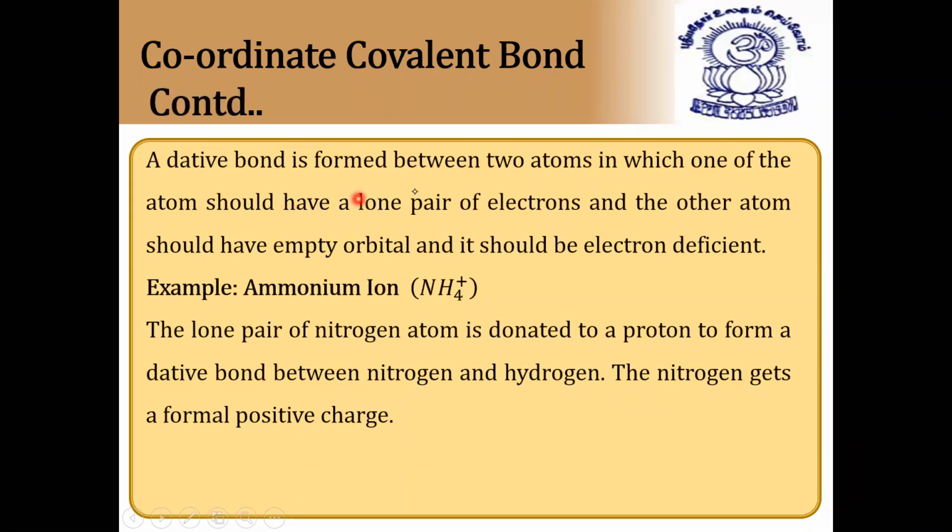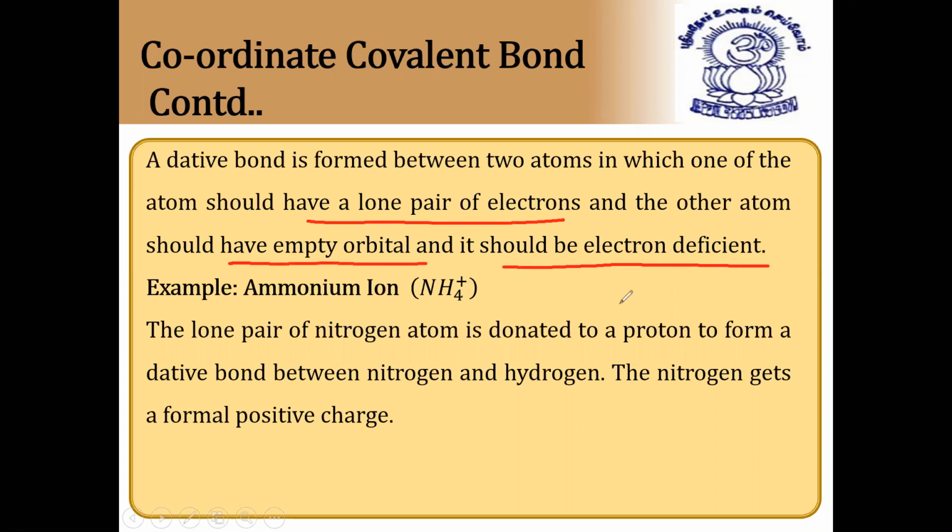So a dative bond is formed between two atoms in which one of the atoms should have a lone pair of electrons, and the other atom should have empty orbital and should be electron deficient. As I told you, boron trifluoride BF3 is electron deficient. As discussed in the previous class, electron deficient compounds are those that after sharing get less than 8 electrons in the valence shell.